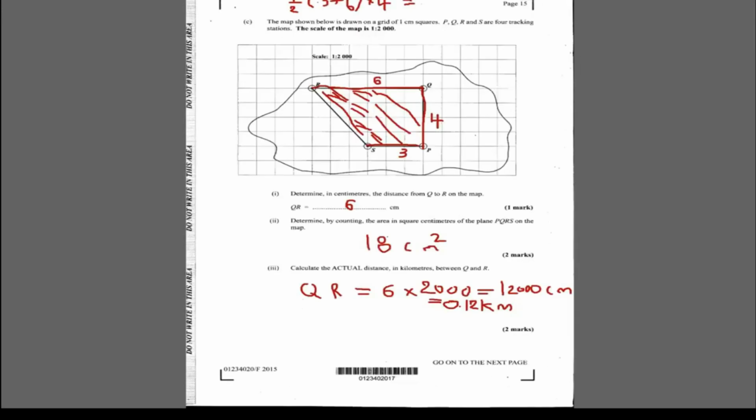Now it says calculate the actual area in square meters of the plane PQRS. Now 1 centimeter represents, what's 1 centimeter? Let's go back, can't remember. 1 centimeter is 2,000. All right. So let's write this down now. The actual area is 1 centimeter. As we saw, it represents 2,000 centimeters in reality. And so 1 centimeter squared is going to represent 2,000 squared.